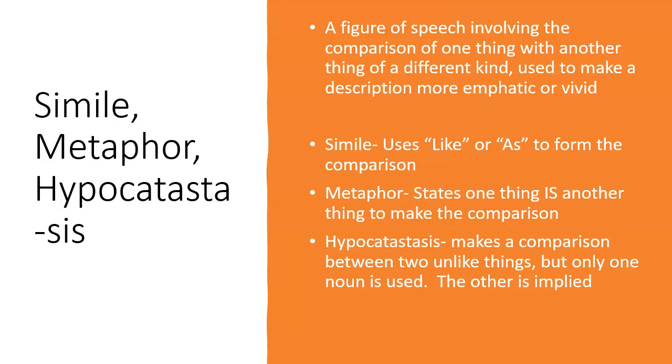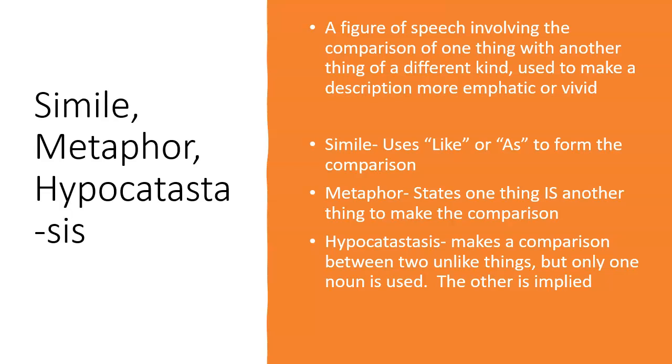So the first figure of speech that we're going to take a look at is, three of them actually, that are related to each other: simile, metaphor, and hypocatastasis. Those three are comparisons of one thing to another, and the other thing is a different sort of thing. So we're just trying to make the description more emphatic, more vivid. So we have these three together.